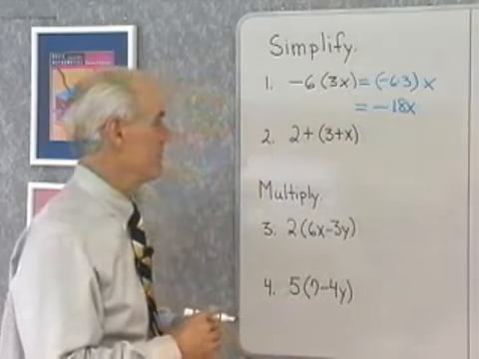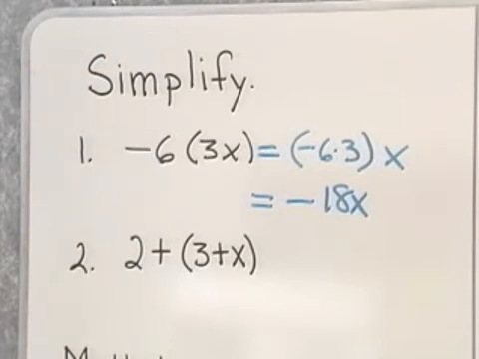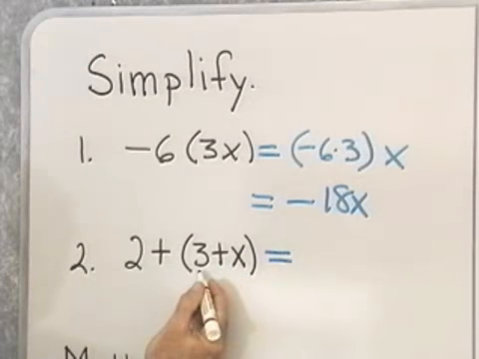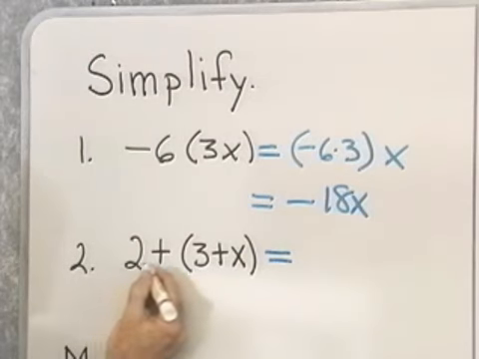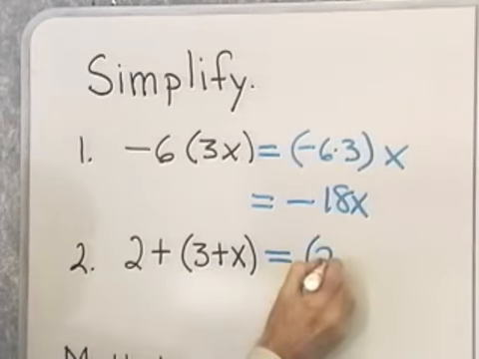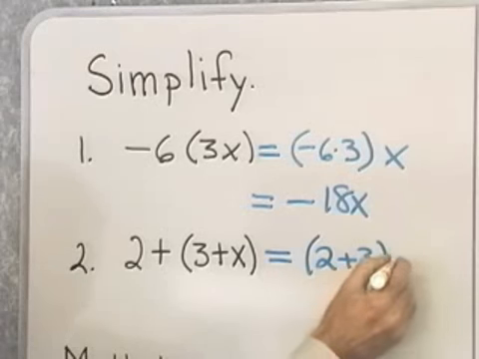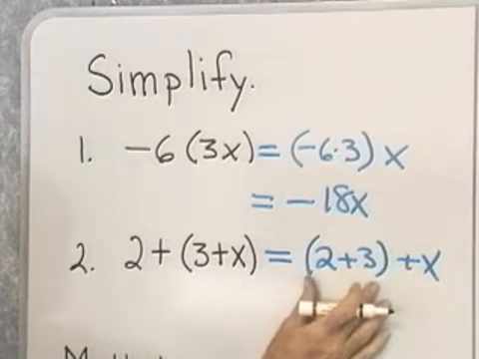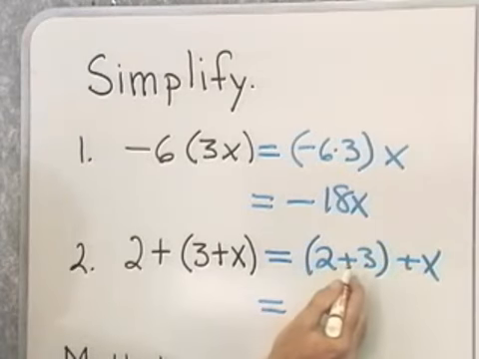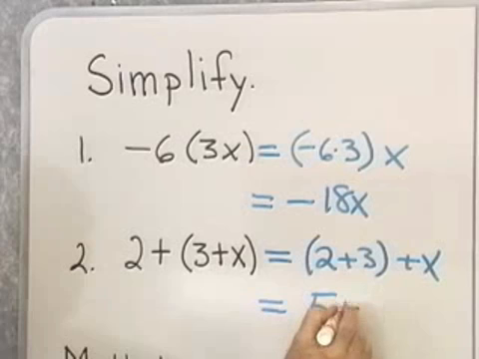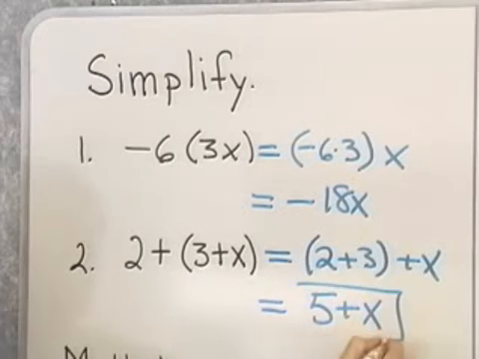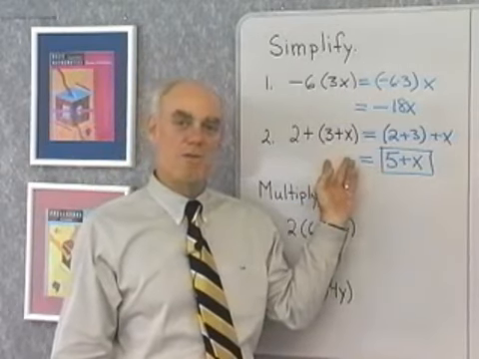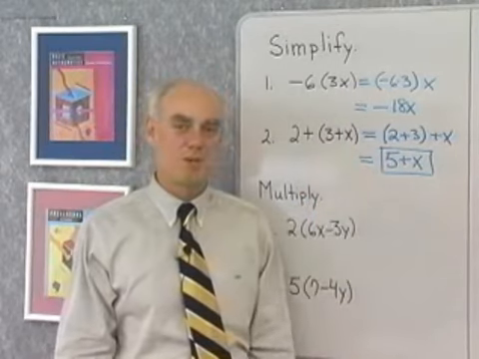Here's our next example. Let's simplify 2 plus the quantity 3 plus x. This time I'm going to apply the associative property for addition to combine the 2 and the 3. So I have 2 plus 3, plus x. I've changed the grouping from 3 and x to 2 and 3. Now I'll add 2 and 3, and I'll get 5 plus x. So I've simplified this expression using the associative property for addition rather than the one for multiplication.